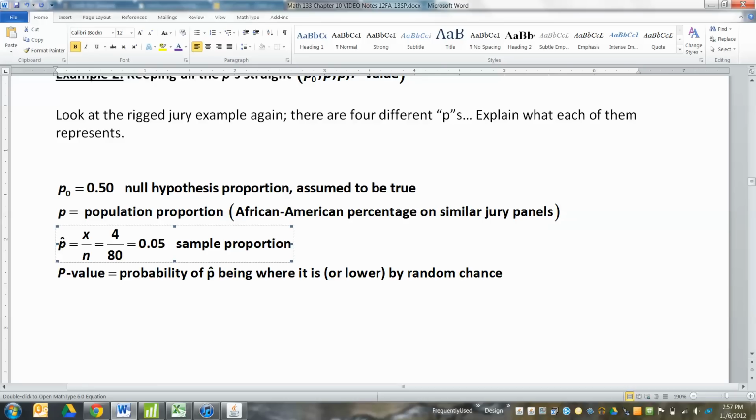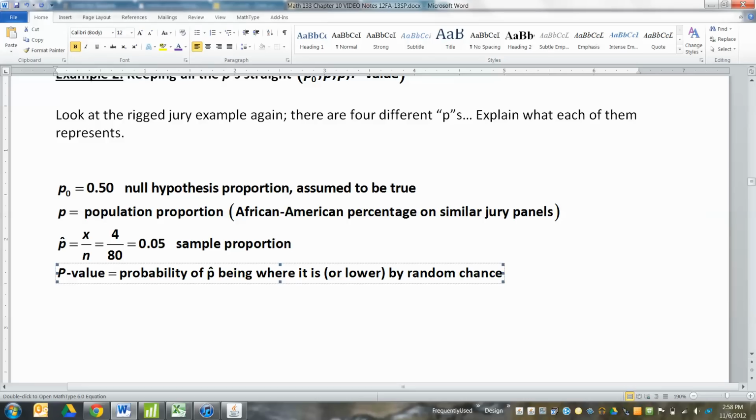So our sample proportion was given to us as 5%. And then we figured out that was 4 out of 80. Now, I warn you, sometimes they're going to give you the 4 and the 80. Sometimes they're going to give you the 5% and the 80. You've got to figure out which one they're giving you. But that's your sample proportion, p hat, which was 0.05 in our case.